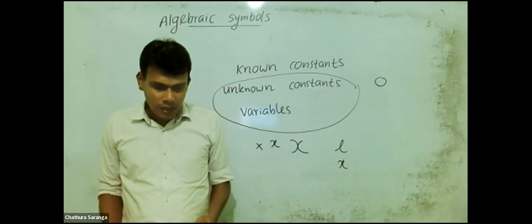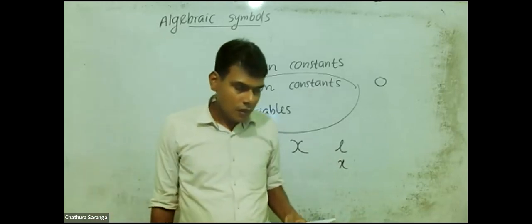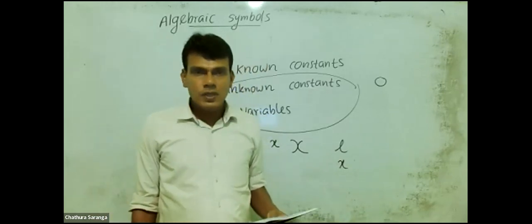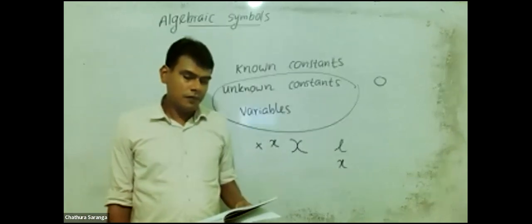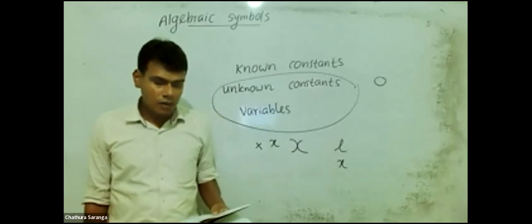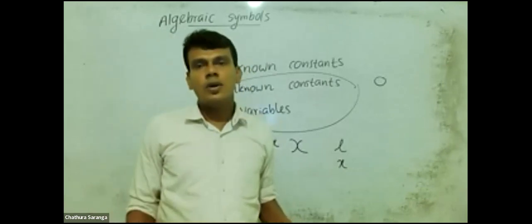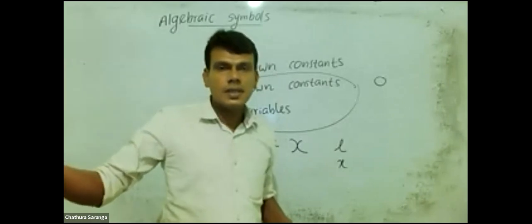Right. Read the second one. Constant values which are not known are defined as unknown terms. Unknown terms or unknown constants.